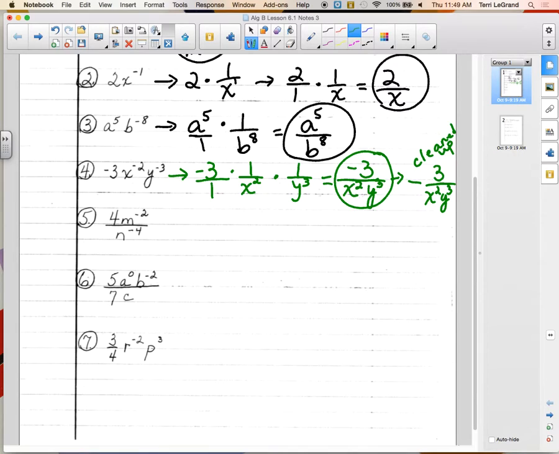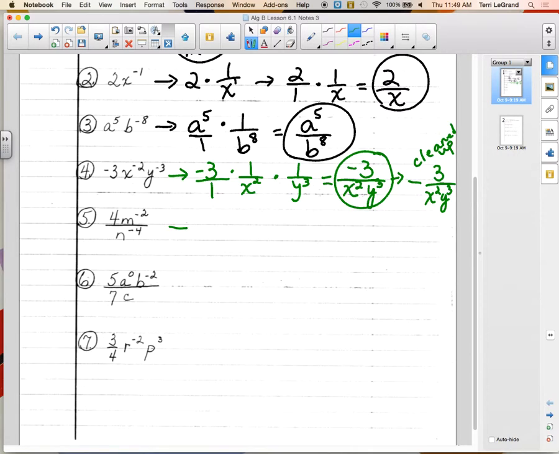He said, take the 4m squared and move it downstairs. Do you think the 4 should move, Stefan? Why? Yeah, the 4 isn't being taken to the negative 2 power, is it? It's not in parentheses with that m, is it? No, so the 4 is not being taken to the negative 2 power, so that's not going to move. It's staying where it's at.